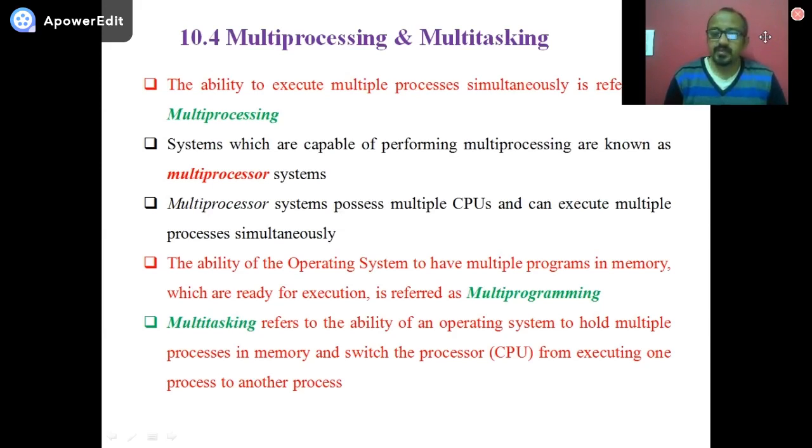So I repeat, multiprocessing is the ability of executing multiple processes simultaneously by the processor. Multiprogramming is the ability of the operating system to have multiple programs in memory which are ready for execution. Multitasking refers to the ability of an operating system to hold multiple processes in memory and switch the processor from executing one process to another process.